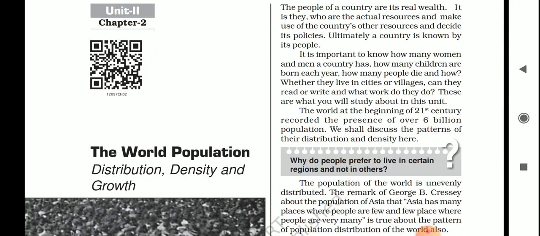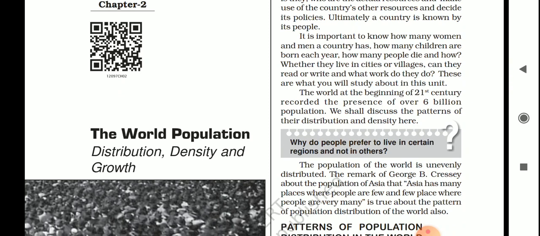Now if we talk about the distribution, students, we can see uneven distribution in our country. If a country has extreme climate, like extreme cold or extreme hot climate, then we can see the distribution is completely uneven, right? Asia has many places where people are few, and few places where people are very many. Some areas are large in size but people are very few, and somewhere places are very small but population is high. So this is true about the pattern of population distribution of the world, right?